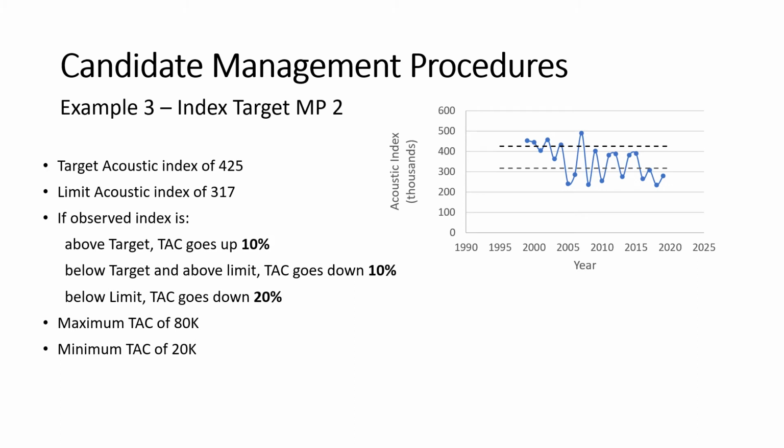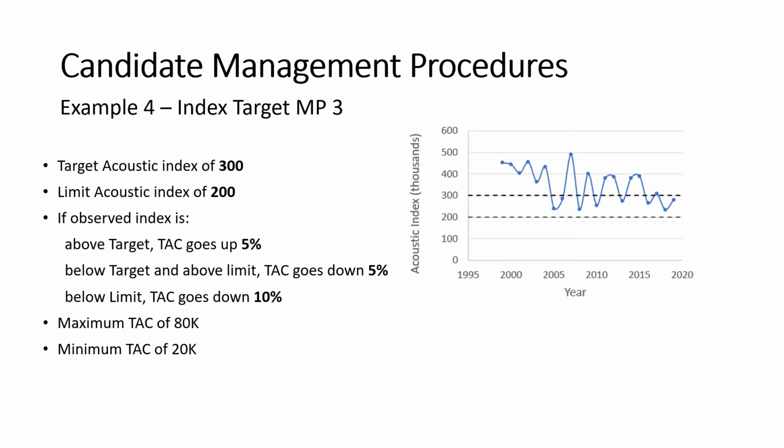The third example MP is a modified version of the previous one. In this case, the TAC is adjusted up and down by 10% and down by 20% when the index is below the limit. The fourth example MP is another modification of index target MP number 1. In this case, the adjustment to the TAC remains the same, but the control point for the target index has been set to 300,000 and the limit to 200,000.